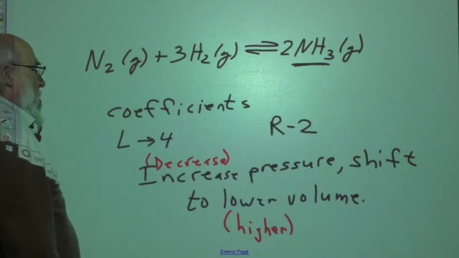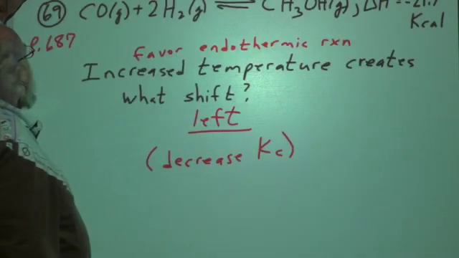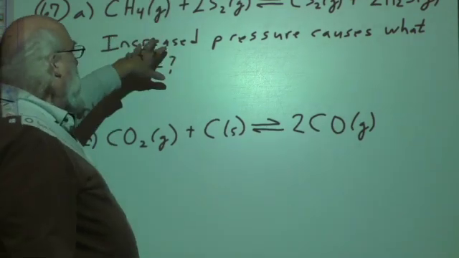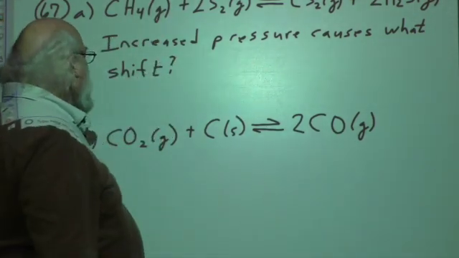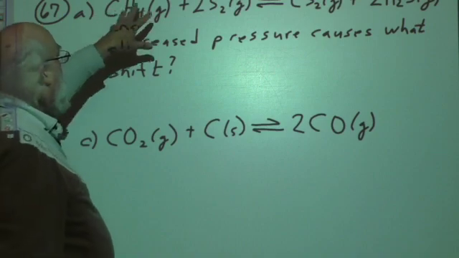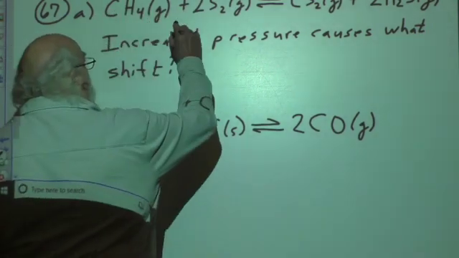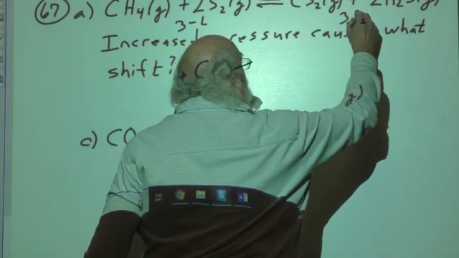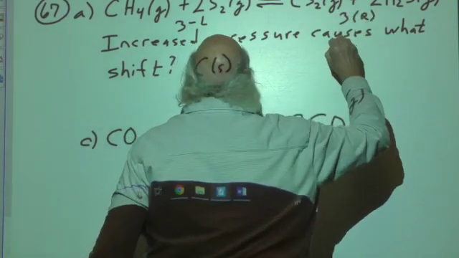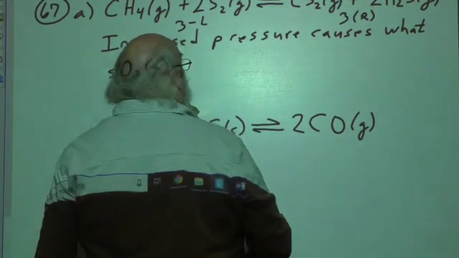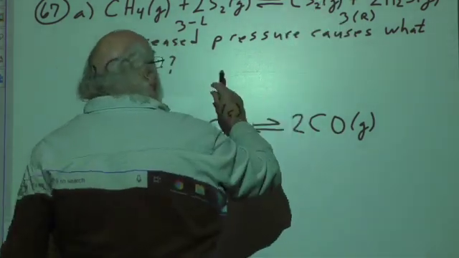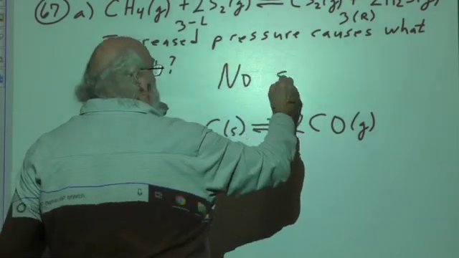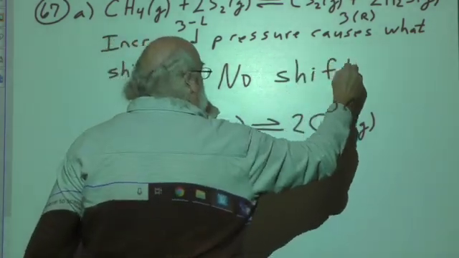Okay, so let's take a look at a couple more examples. In this reaction right here, increased pressure causes what shift? Well, we have 3 gases on the left, we have 3 gases on the right, and they're even. So, because there is no difference in the pressure between the 2 sides, there will be no shift.